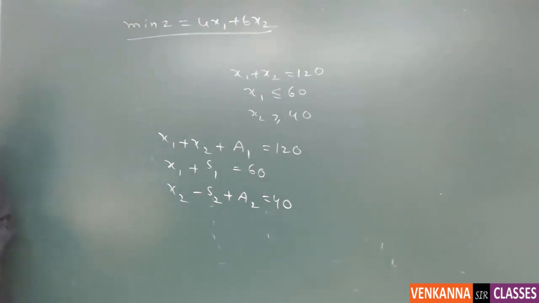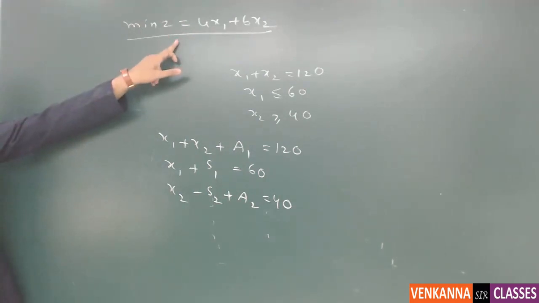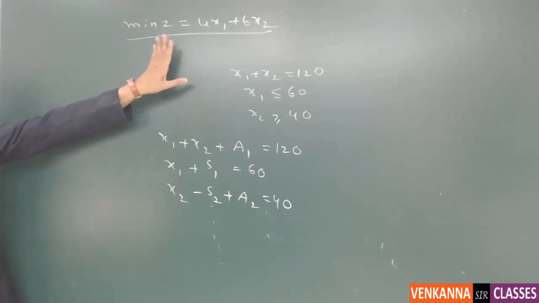I think I have mentioned that in the two-phase method, if the objective function is minimization, you can take it as minus of z, or you can keep it as it is. Some others mention that you take the minus and convert it to maximum z. Or you can leave it as it is, no problem.